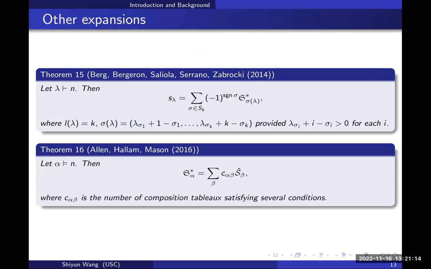Okay, and here are some related results. We can also expand the Schur in terms of the dual immaculate basis, but it's not a positive expansion. And we can also expand it in terms of the quasisymmetric Schur, and it is a positive expansion, and the coefficient is a set of tableaux satisfying several conditions.